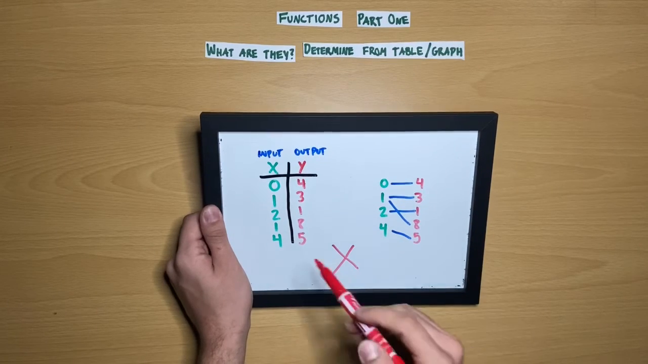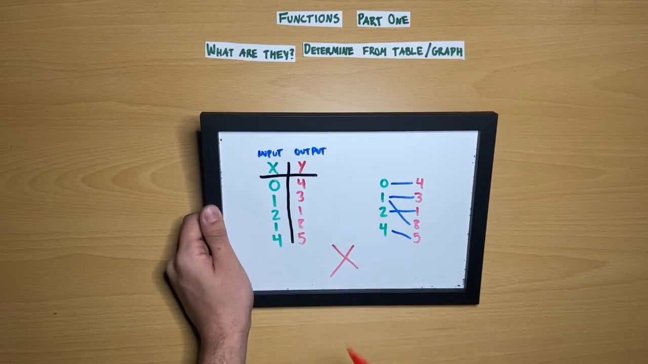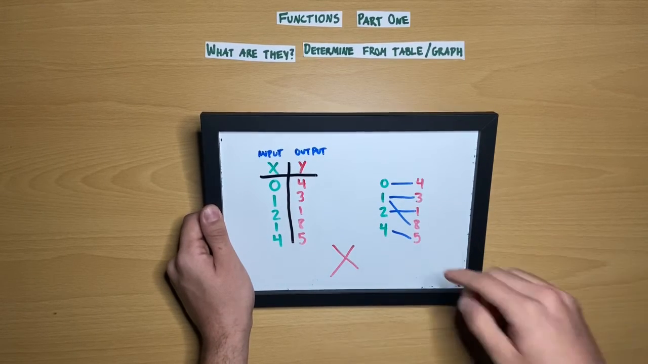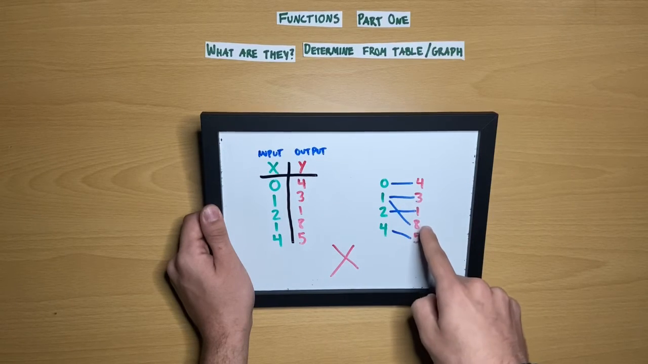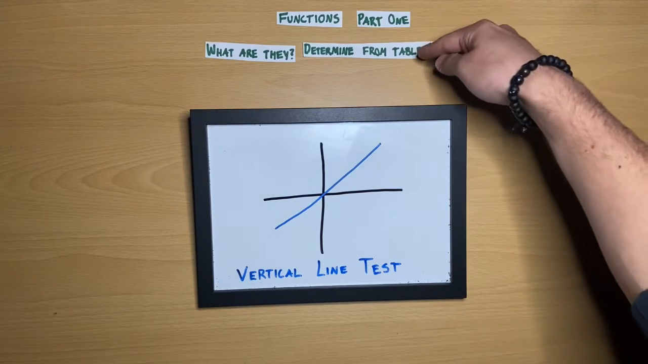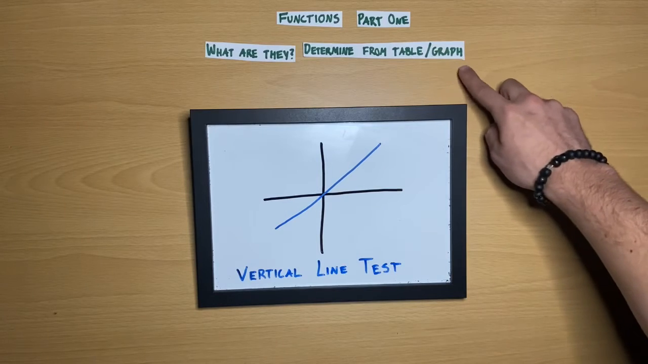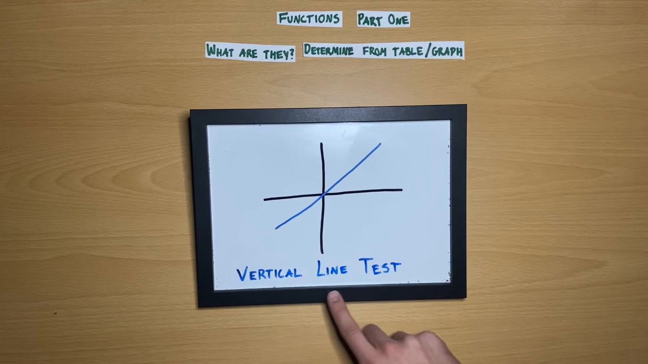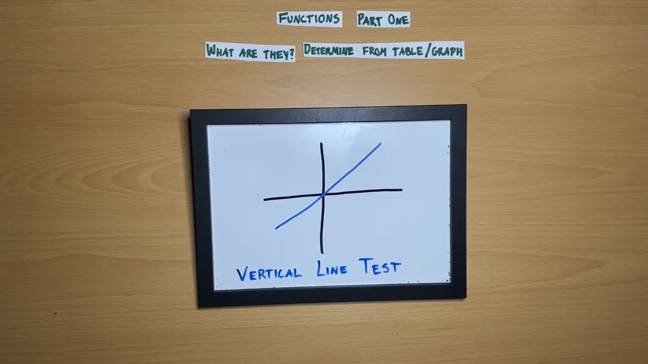Now, if we were to erase either this one or this one, then the table would become a function because the 1 would no longer go to 2 outputs. Now, we've seen how to determine if a table is a function. Now we're going to move on to graphs. And we have this thing called the vertical line test. And it sounds pretty self-explanatory.